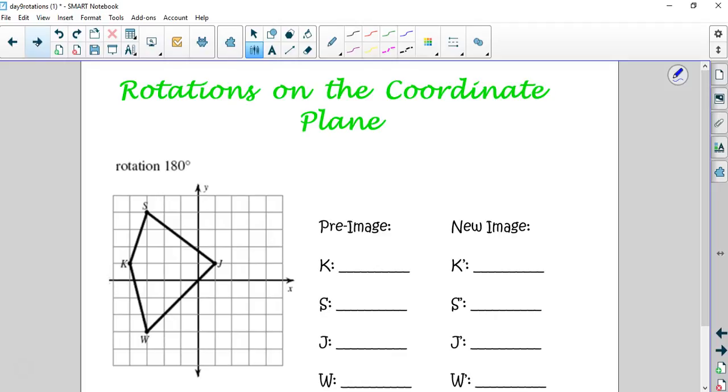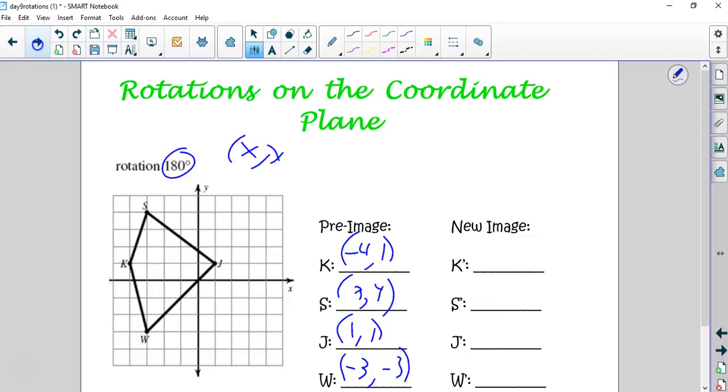Okay, K. Let's get this bad boy. 1, 2, 3, 4. -4, +1. Then S. 1, 2, 3, 1, 2, 3, 4. J, 1, 1. And W, 1, 2, 3, 1, 2, 3. Negative 3, left 3, down 3, negative 3. We're doing 180 degrees. 180 means you take X, Y, and you just make them opposite. No switching.